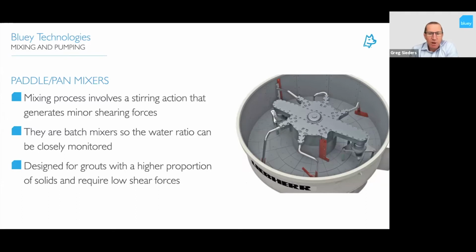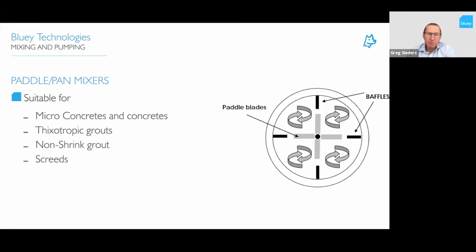So a high performance grout, a very fluid grout, is not suitable for pan and paddle mixers because they don't give you enough shear and they're a very slow mixing application. You can see the photo on the right-hand side is a typical pan mixer. They're generally suitable for micro concretes or concrete mixers, fixture top-up grouts, because you've got blades that go all the way to the outside and mix and move these grouts and mix them properly.